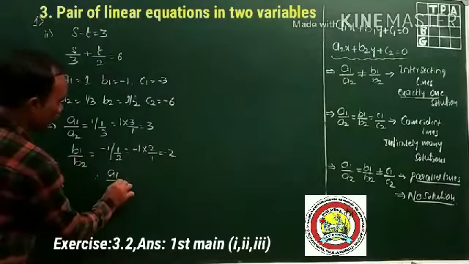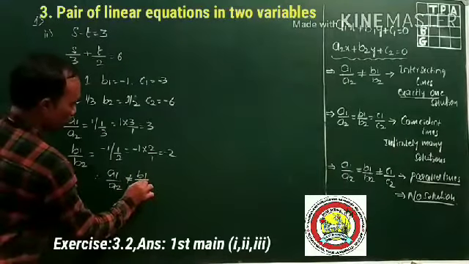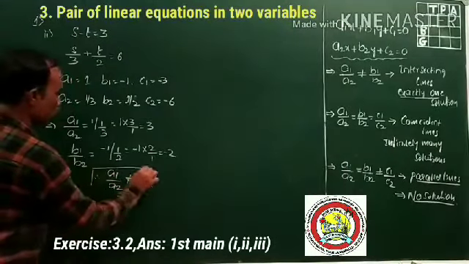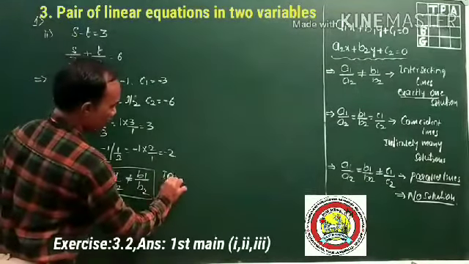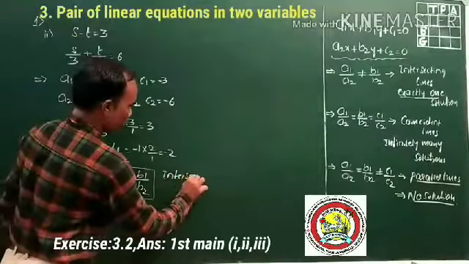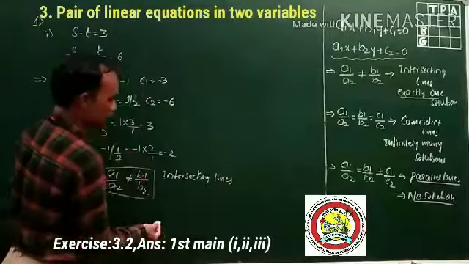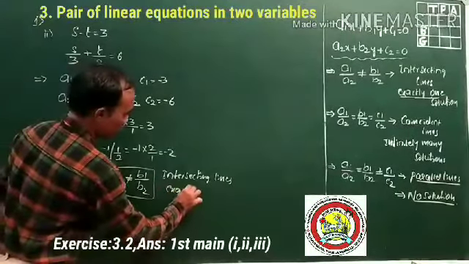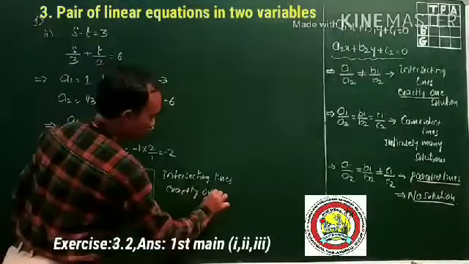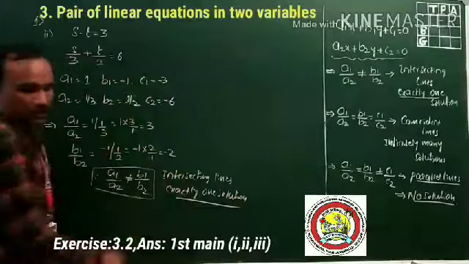Therefore, clearly a1 by a2 is not equal to b1 by b2. Yes, this is very important. Then the lines are intersecting lines. The nature of the lines is intersecting lines. In this case, you can find the solution. What about the solution? Exactly one solution. So this part is very important.